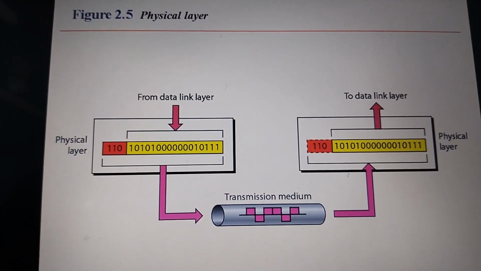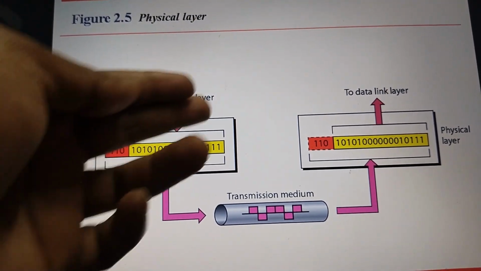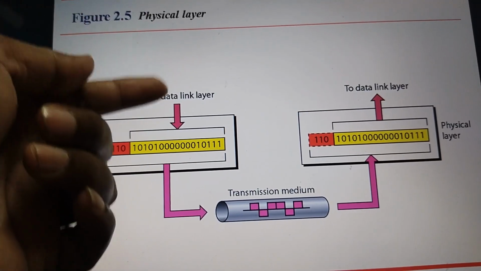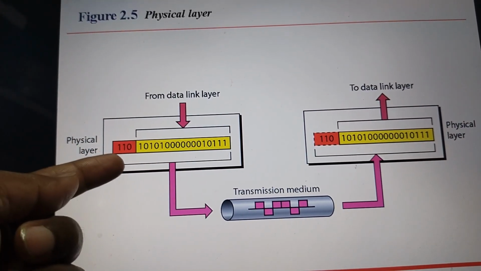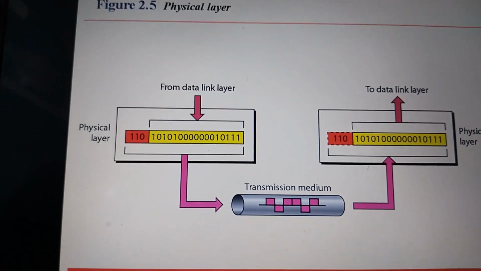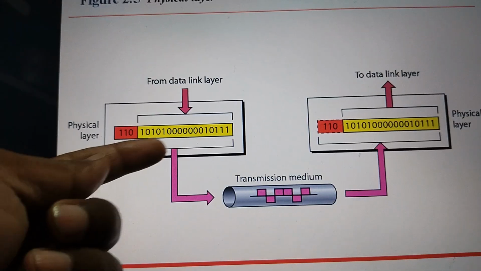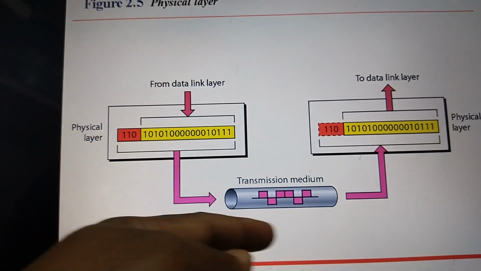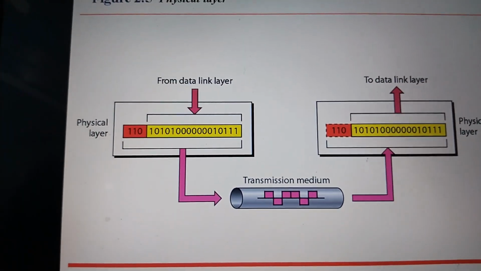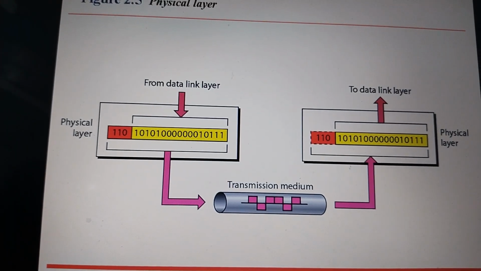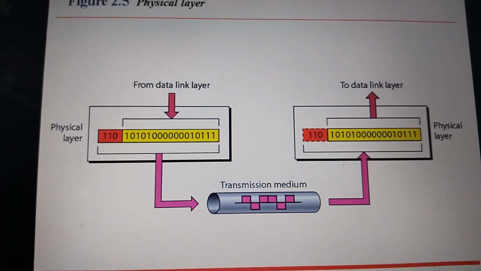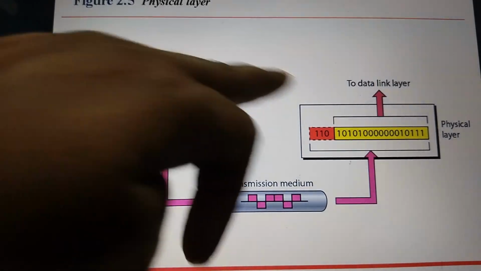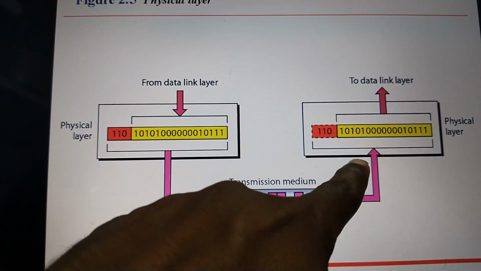How will the data travel in the physical layer? From the data link layer, the data will be divided from packets into frames, and the frame contains the data in the form of binary bits, zeros and ones. These zeros and ones will travel from the physical layer to the transmission media and from the transmission media to the receiver side physical layer. This is the sender side physical layer, and through the transmission media the data will travel from sender to receiver. At the receiver side, this is the physical layer data.